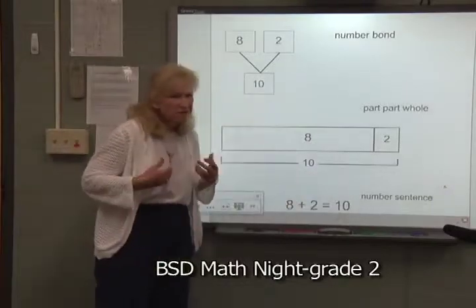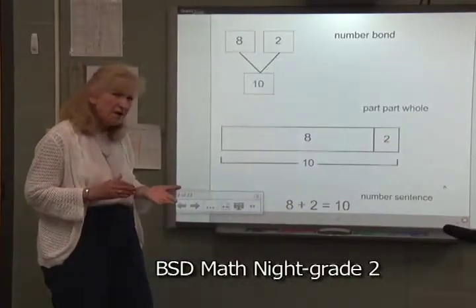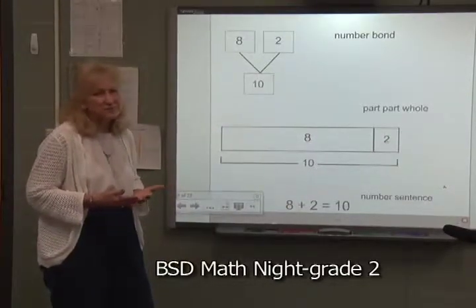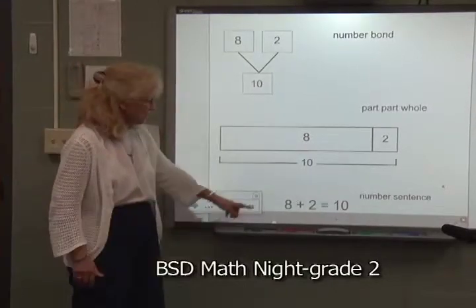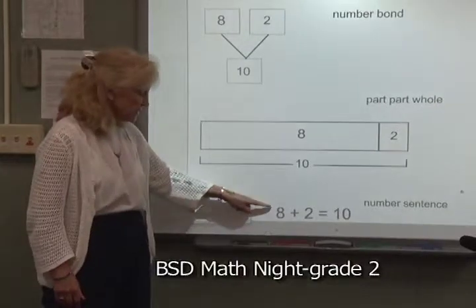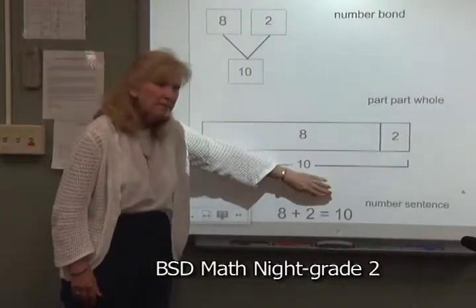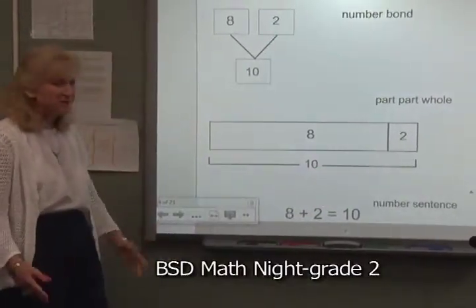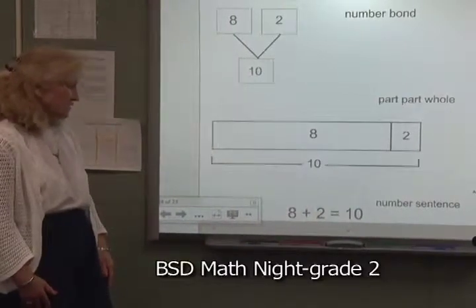Okay. And then the number sentence. Number sentence, we might call it an equation. For kindergarten, first and second grade, we're going to work with number sentences. We have 8 and 2 more equals 10. 8 and 2 more is the same as 10. That's the vocabulary that we're using. Okay. Sally?